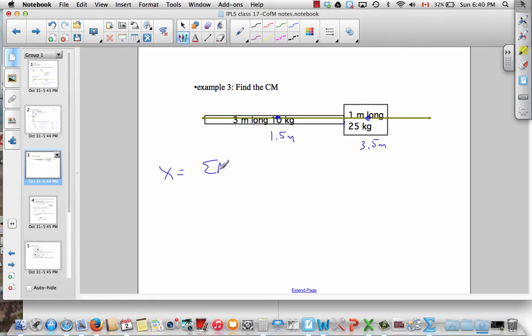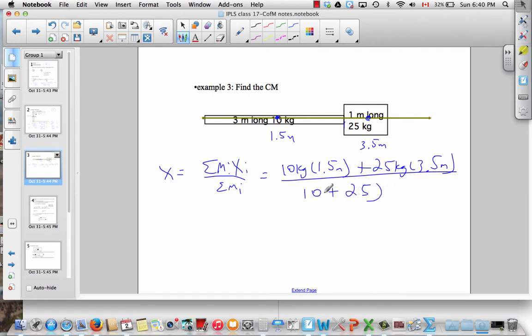So the center of mass of this compound object, of this piecewise object, you got 10 kilos, 1.5 meters from the origin. Then you have 25 kilos, 3.5 meters from the origin. And then just divide by the weighted sum, or divide by the sum of the two masses, and I get about 2.54 meters. So the center of mass is located somewhere right around here.